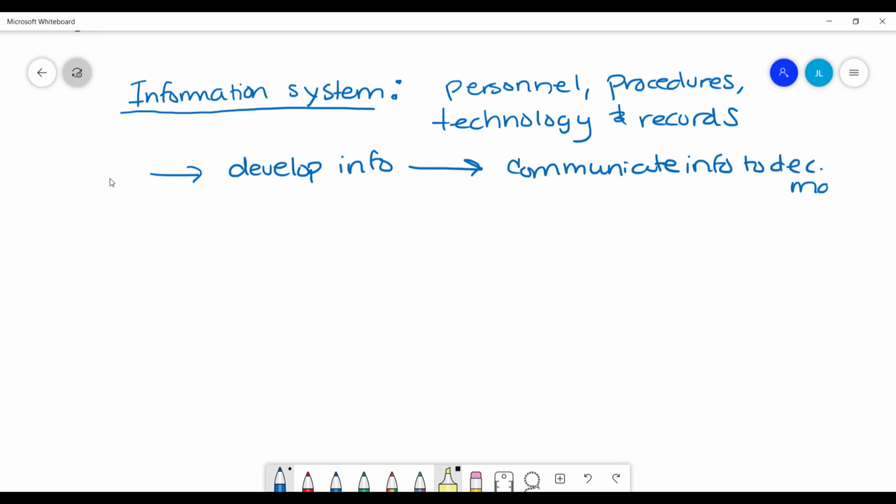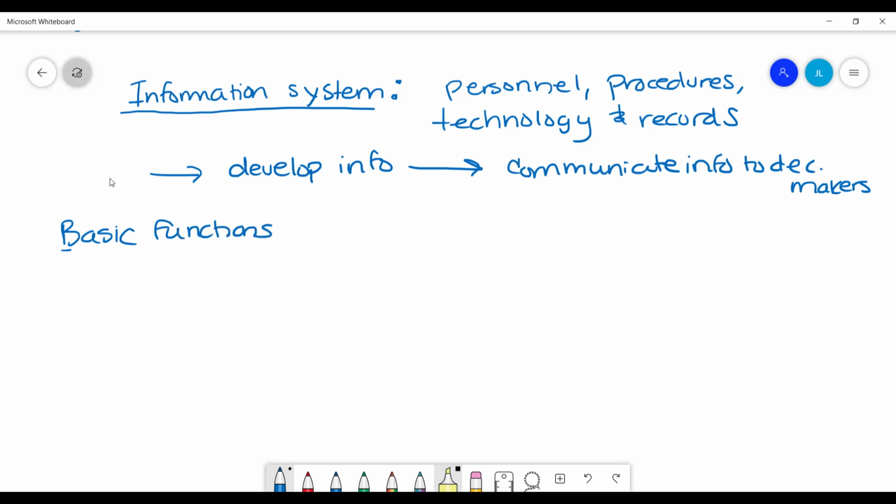And one thing you'll see me asking you guys a lot about is, with financial accounting, what kind of decision makers are we referring to when we're talking about financial accounting? And the answer would be those external decision makers. Okay. Those outside of the business. Okay. Now, an information system has some basic functions.